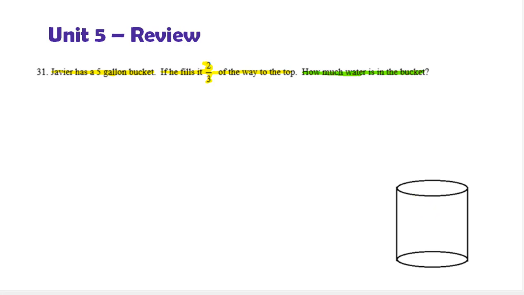So here's a bucket. Let's just try to picture this. The capacity of the bucket is not 5 gallons high, this would hold 5 gallons. And he fills it 2/3 of the way to the top. So we could think of cutting this into 3 pieces.